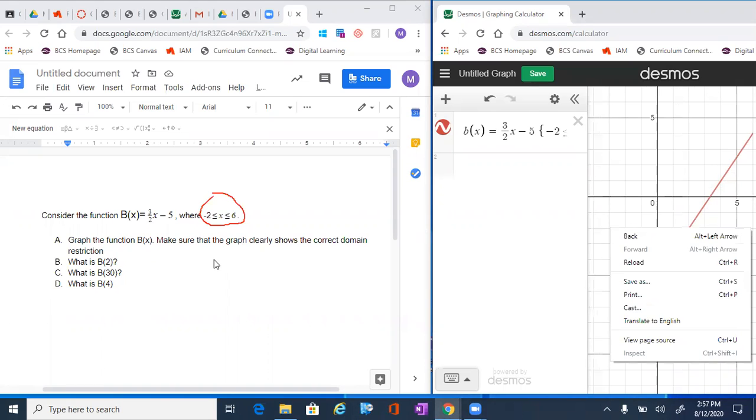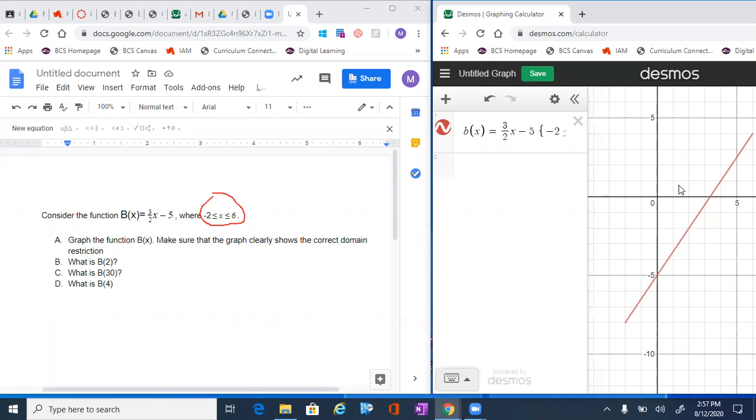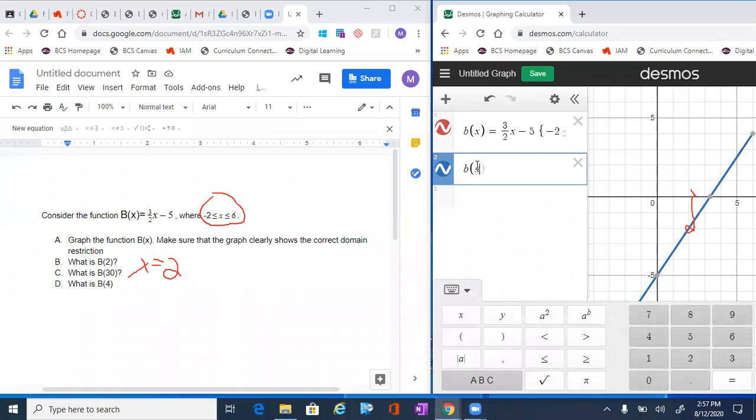If I want to know b of 2, that's a nice, easy one. I just ask, where is 2? b of 2 means that x is equal to 2. Sorry, my writing is just a little bit off right now. x is equal to 2, which is somewhere right around here at that location. So I'm going to come into this second cell and write, let's find b of 2. And that is negative 2. So I know that b of 2 equals negative 2.